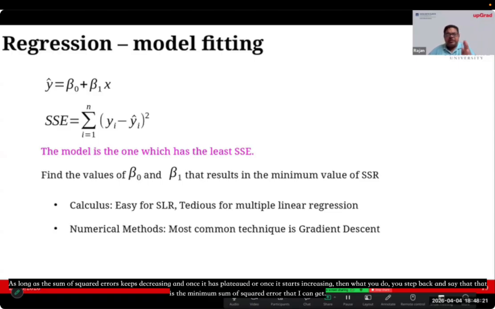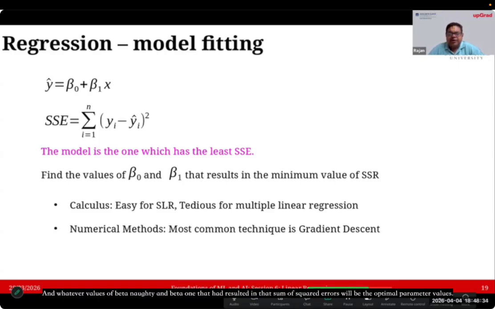And once it has plateaued, or once it starts increasing, then you step back and say that is the minimum sum of squared errors that I can get, and whatever values of beta naught and beta 1 resulted in that sum of squared errors, right?